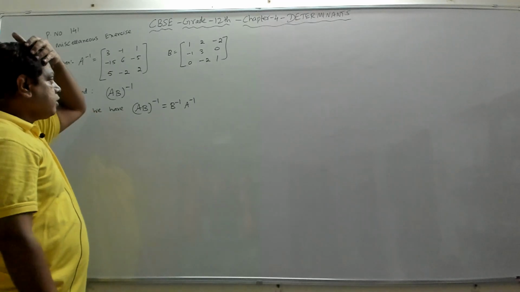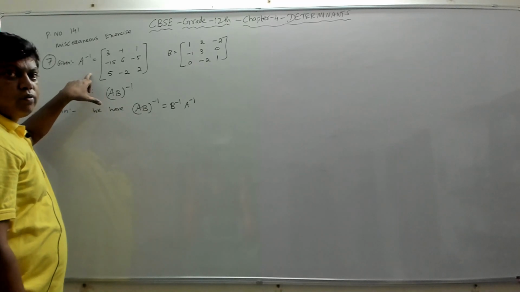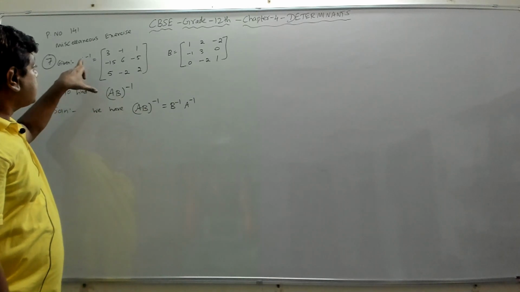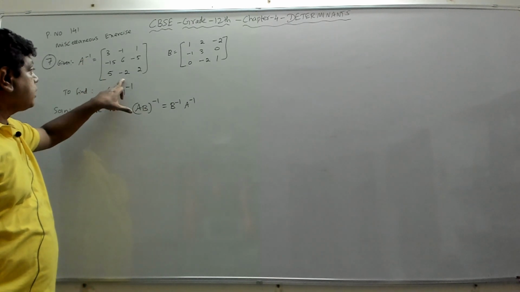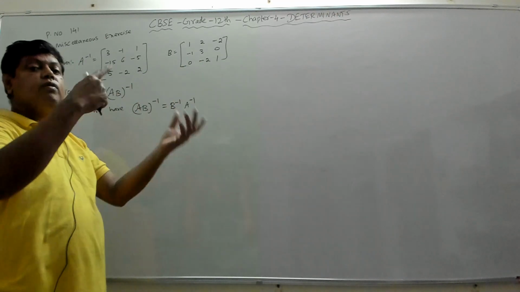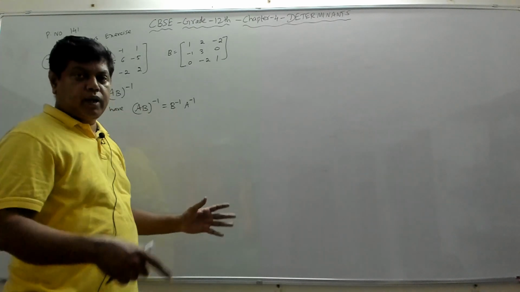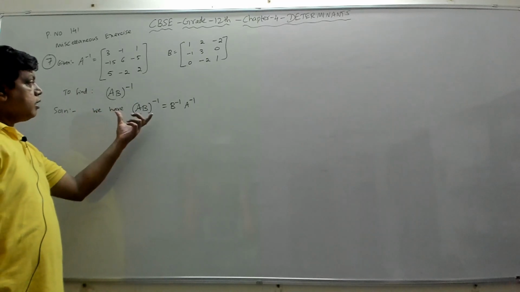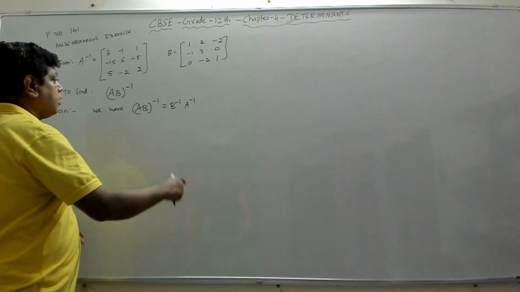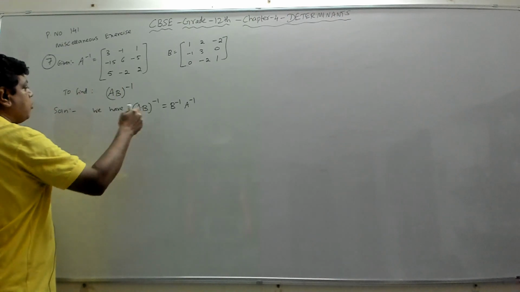We can also do it the other way: find the inverse of A inverse, which will give you A. Then this is the B matrix. Multiply A into B to get the AB matrix, and again find the inverse of AB to get AB inverse. That way also we can do it, but it is longer than using this result. So we will find B inverse and then multiply B inverse with A inverse, because A inverse is given. So how do we find B inverse?